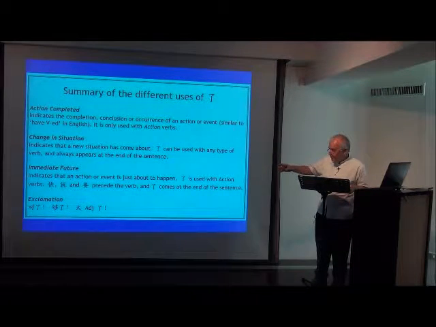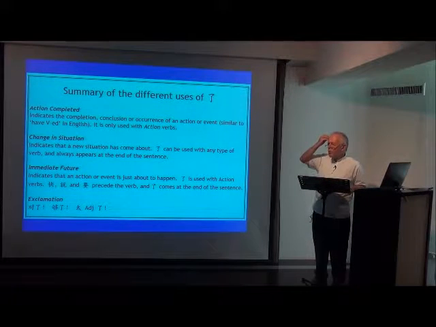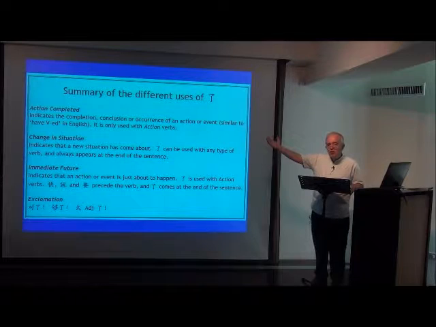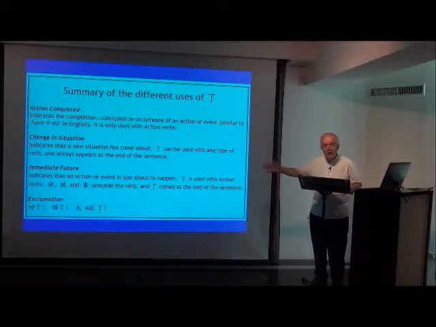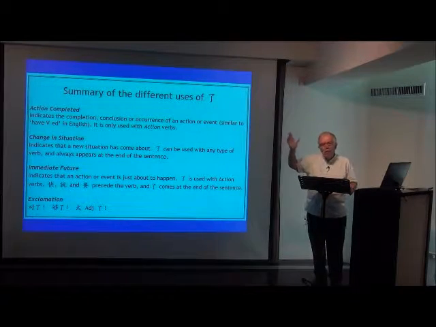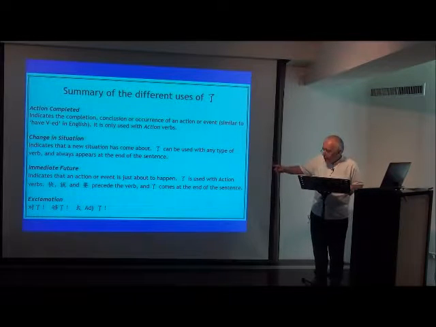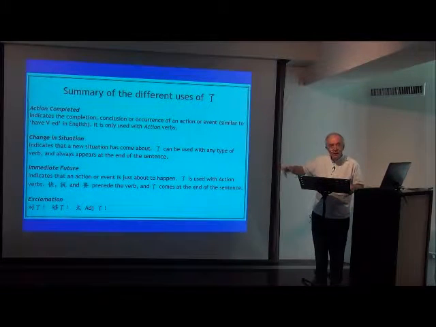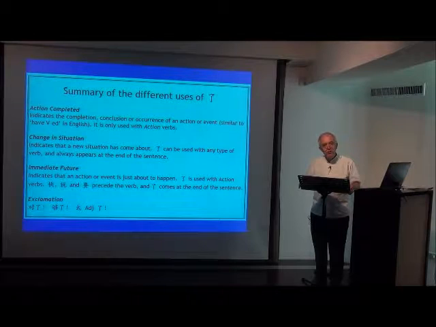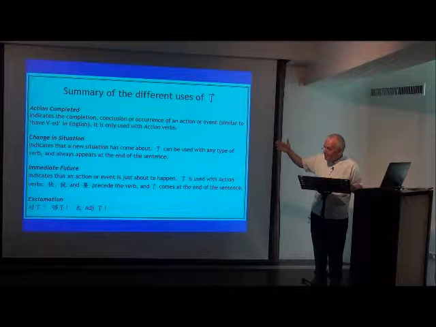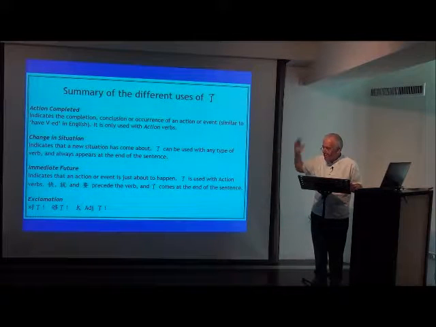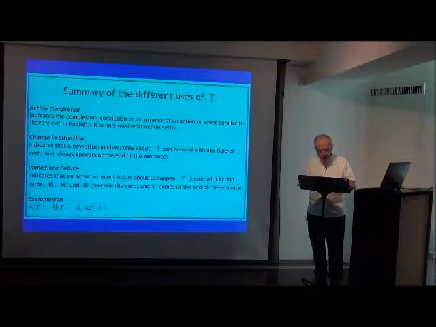Then finally, 了 used with exclamations. 对了, meaning, I've just thought of something that I wanted to say, talk about. 对了, 够了, that's enough. 太 adjective 了, 太棒了, 你的普通话太棒了. And so obviously we can see that 了 isn't just to do with, in fact, the past tense. It actually indicates action completed or change in situation or the immediate future or exclamation.